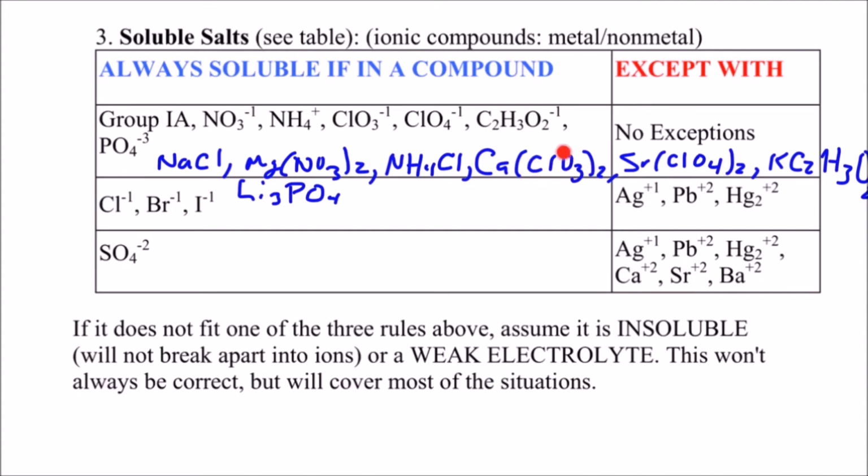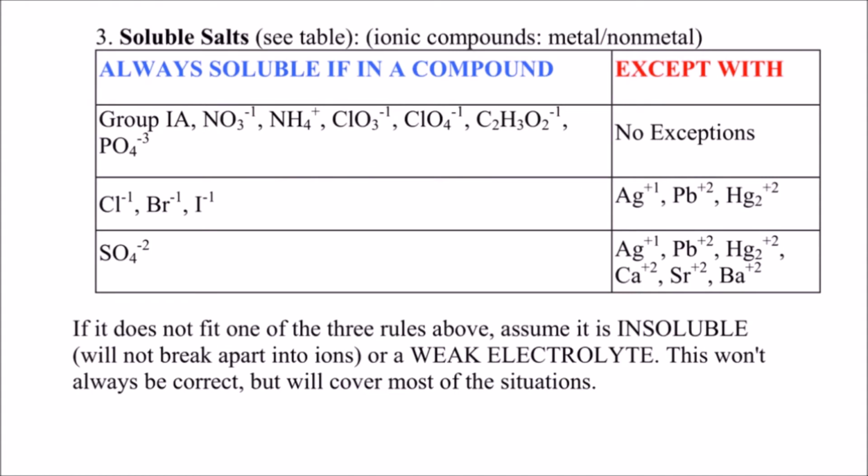This has the chlorite ion in it, so those two would separate. This one has the chlorate nonmetal, so those two would separate. This has the acetate ion in it, so those would separate. And this has the phosphate ion in it, so those two would separate. Okay, next on the list.